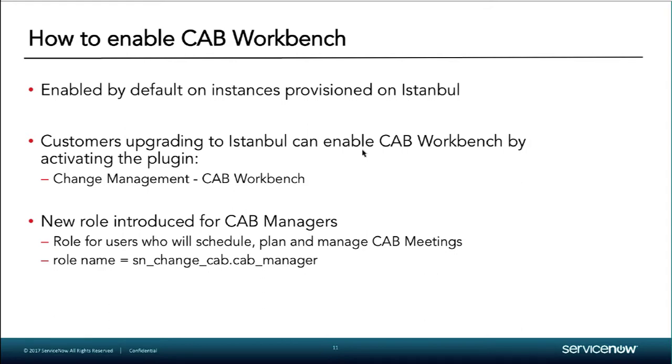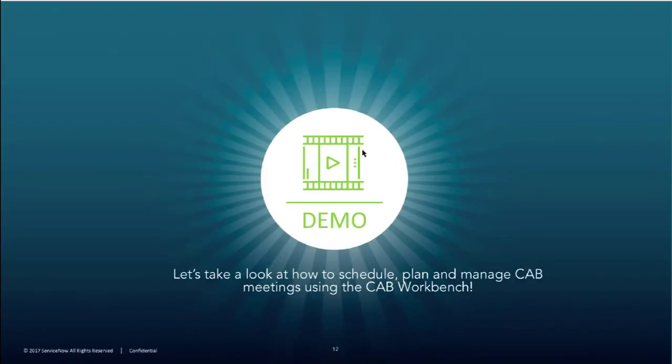So let's jump into a demonstration, and this demonstration will step through the various steps or stages in conducting meetings. We are first going to look at how we schedule a recurring CAB meeting. We'll then look at how we would plan or groom a meeting agenda for an individual occurrence, and then we'll jump into a CAB meeting portal and see what conducting a meeting within the CAB Workbench might look like.